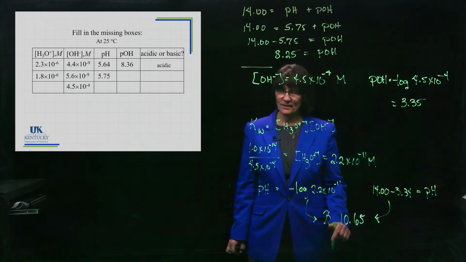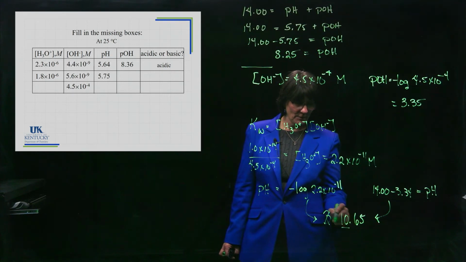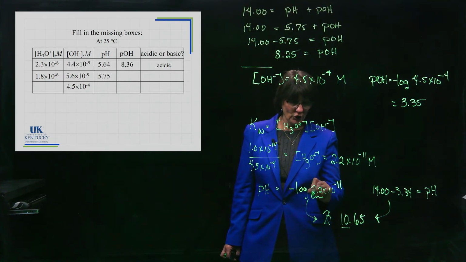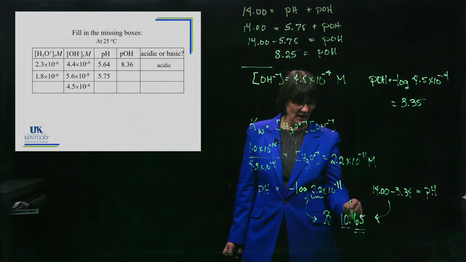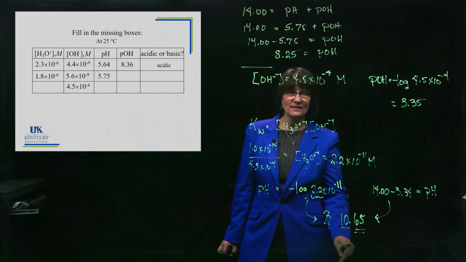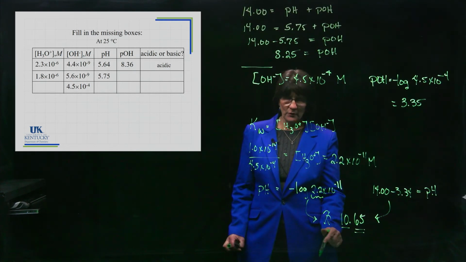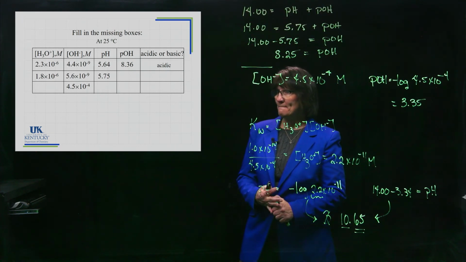Sig fig wise, this is raised to 11th power. That's giving you the front part. 2 sig figs gives you 2 decimal places. So that right there is the pH. Is that a pH of a basic solution? Yes. Anything with a pH greater than 7 is going to be basic.